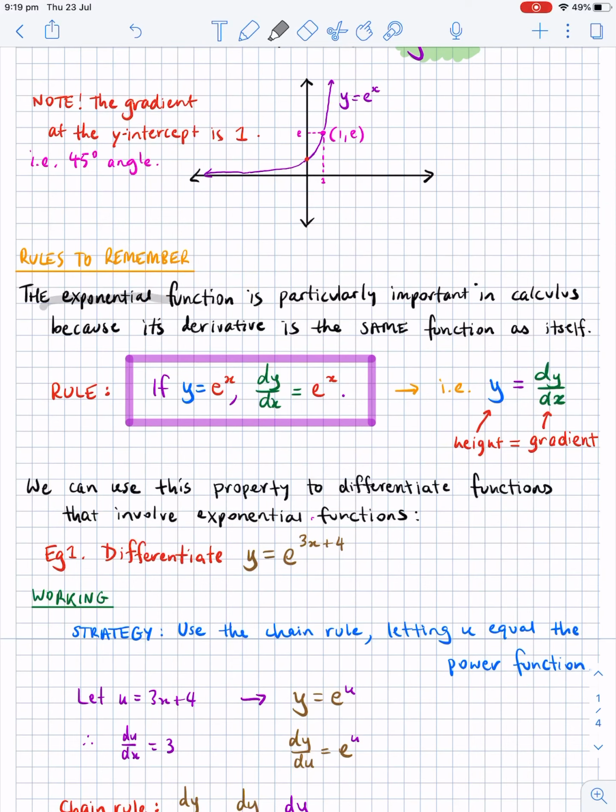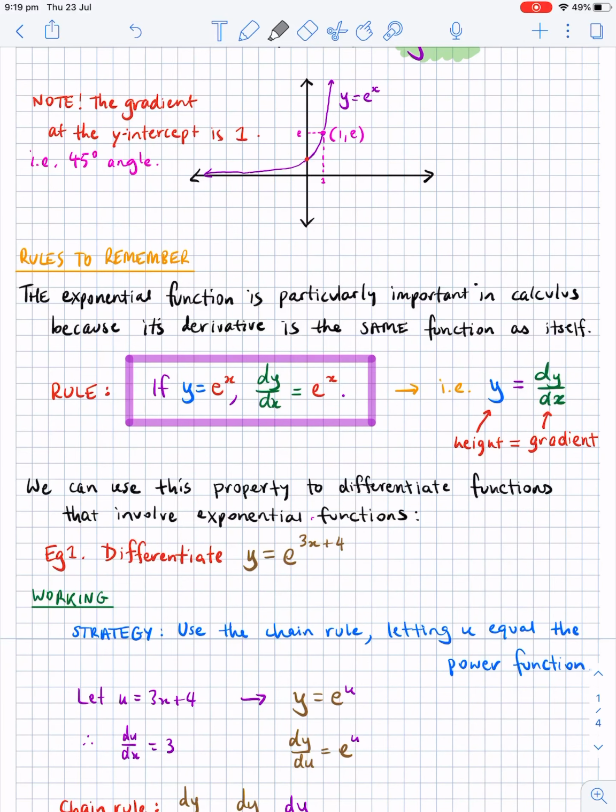So some rules to remember. The exponential function is particularly important in calculus because its derivative is the same function as itself. So this is the basic rule. This is why the exponential function is very useful, because it has this unique property. If our function is y equals e to the x, its derivative is exactly the same thing. The derivative is the same function, i.e., if they're both equal to e to the power of x, that suggests that y is the same as dy dx. y is equal to dy dx.